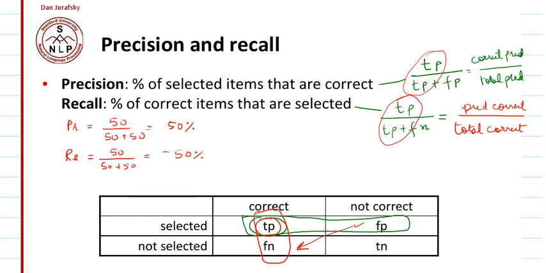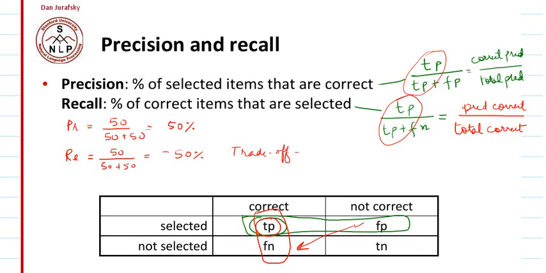So if we are able to somehow increase the precision, we will see that the recall becomes low. And similarly, if we are somehow able to increase the recall, we will see that the precision becomes low. So these two actually have some kind of trade-off between each other, right?